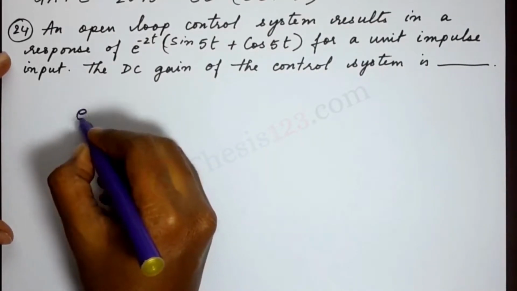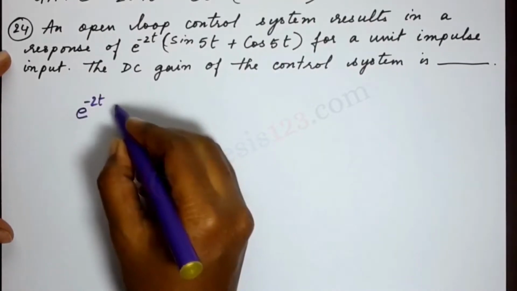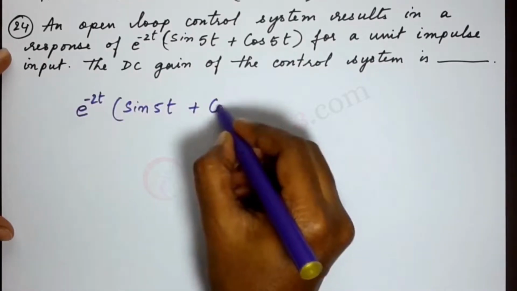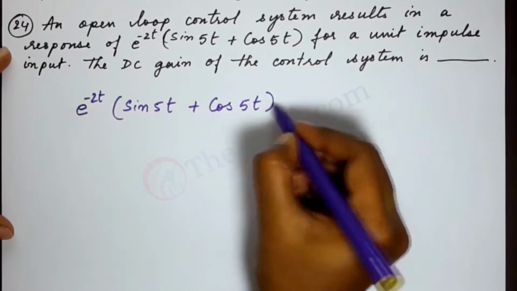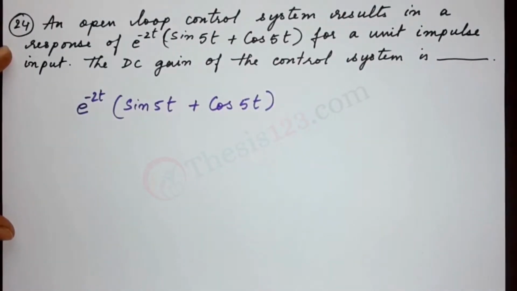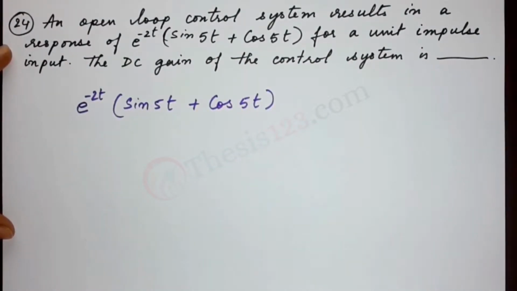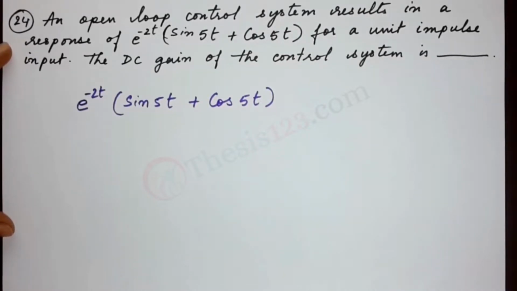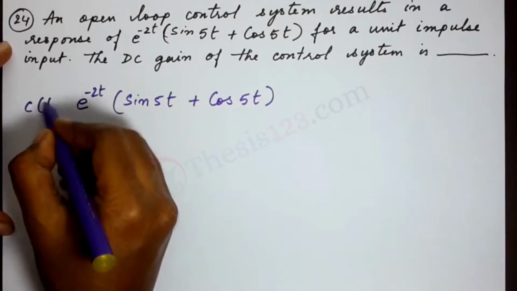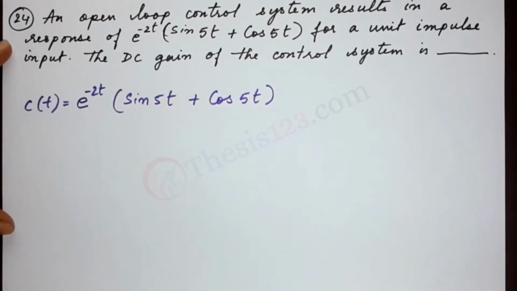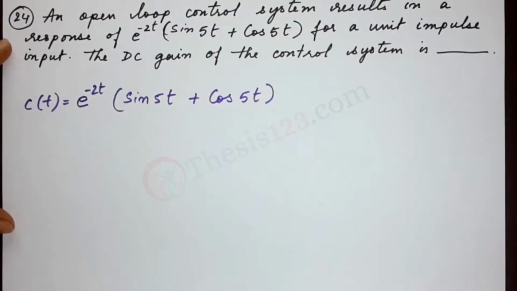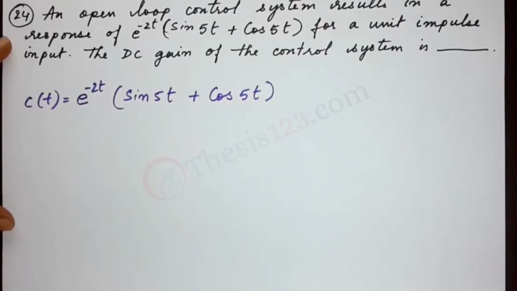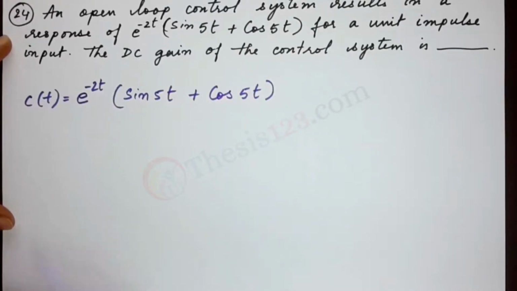The given response is e power minus 2t (sin 5t plus cos 5t). We will have to find out what the gain is, the DC gain of this system. Let's call this c of t. In order to do that, we will have to start by finding the Laplace transform of this response.